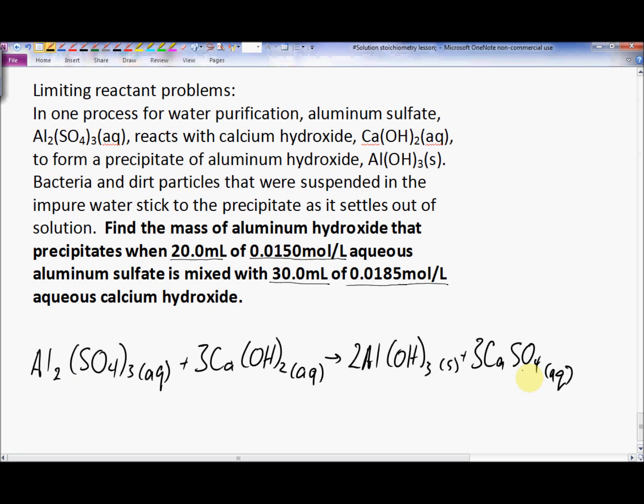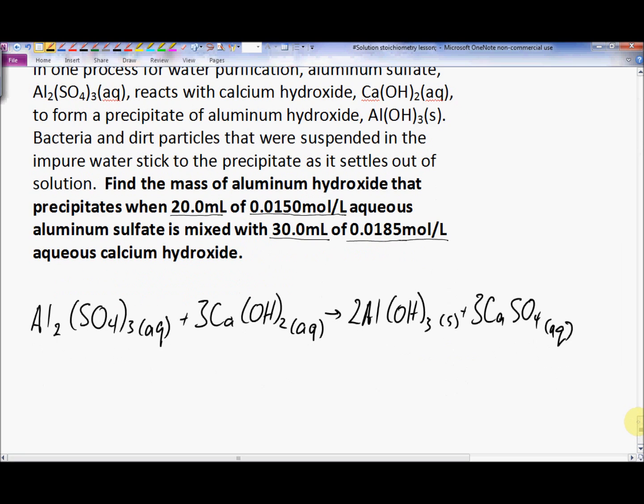Okay, and here's the equation to help us. Aluminum sulfate gets together with calcium hydroxide. As a result, one of the things it creates is aluminum hydroxide, and that's the solid. When it precipitates, it comes out of the solution, and it helps to take out some of the impurities in the water. Okay, let's go through our process one by one. It's going to be a little bit different now because this is a limiting reactant problem.